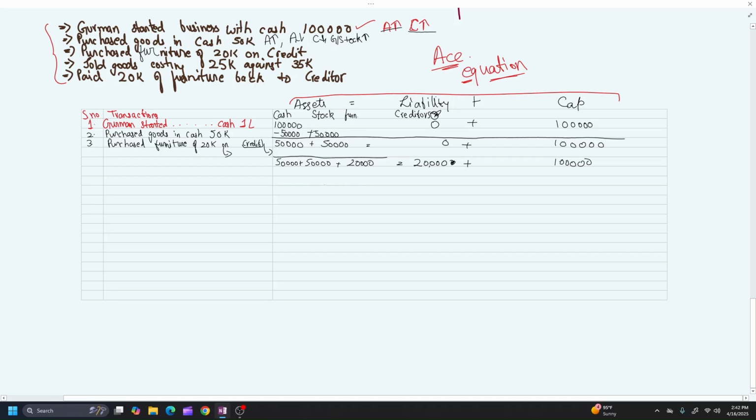Now the next equation, that is for sold goods costing 25k against 35k. Now you got 10k of profit. Now what is profit? Profit is added to capital. Profit will be in the form of cash, so it will be added to cash as well. So wait, what?